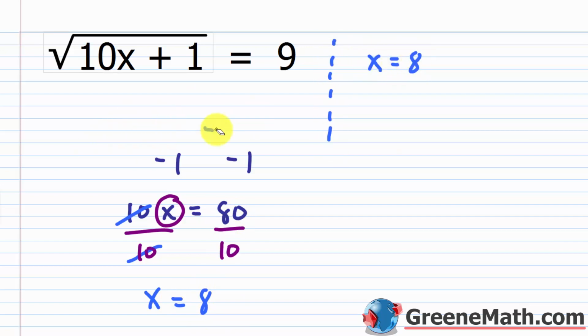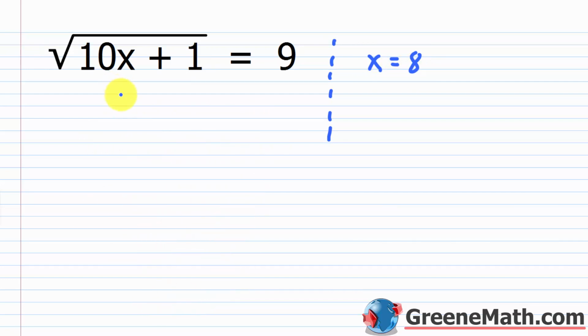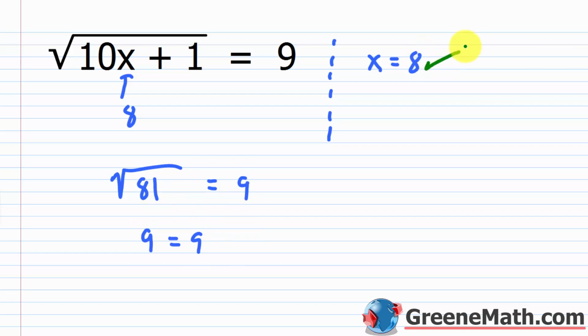We need to check, again, to guard against errors. So if I plugged in an 8 there, I would get 10 times 8, which is 80, plus 1, which is 81. So we would have the principal square root of 81 is equal to 9. That's 9 equals 9. So this guy does check out. So x equals 8 is the correct solution.